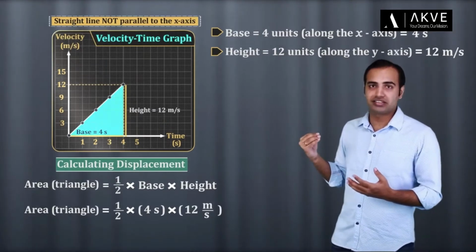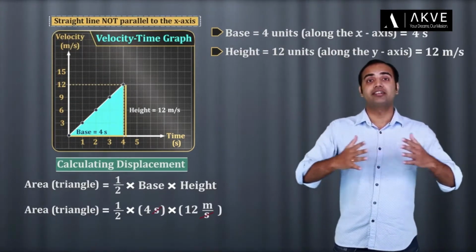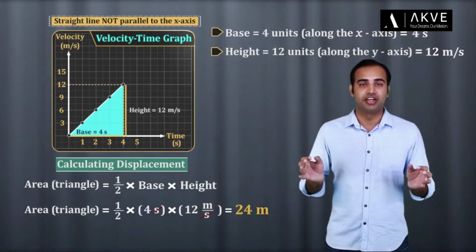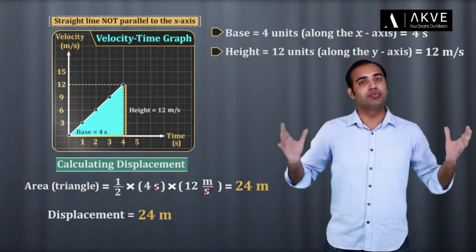Now meters per second is simply m divided by s. Now s and s get cancelled and our answer comes out to be 24 meters. So in this example, the displacement of our object comes out to be 24 meters.